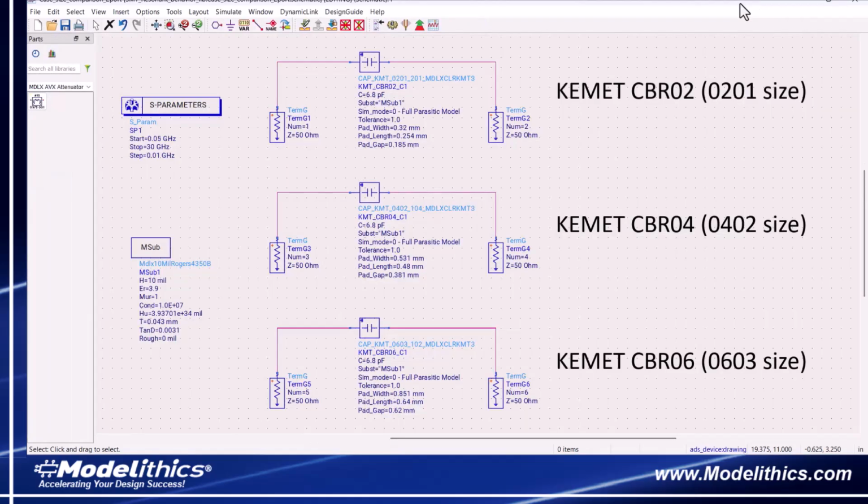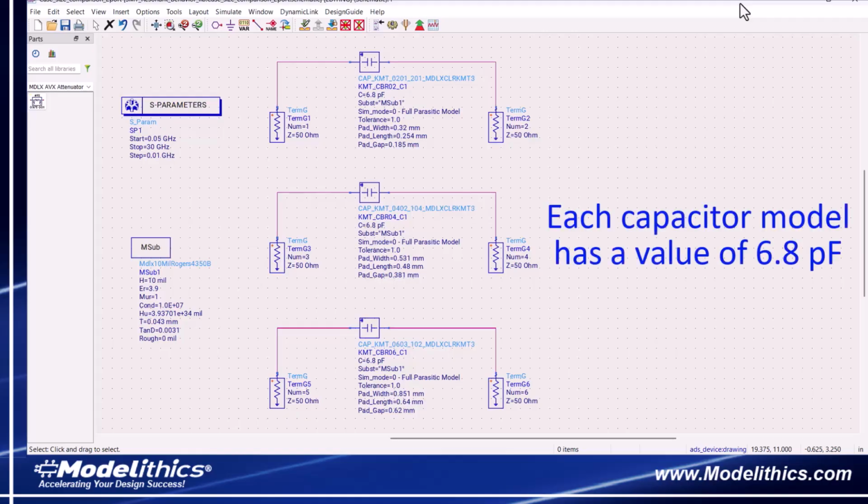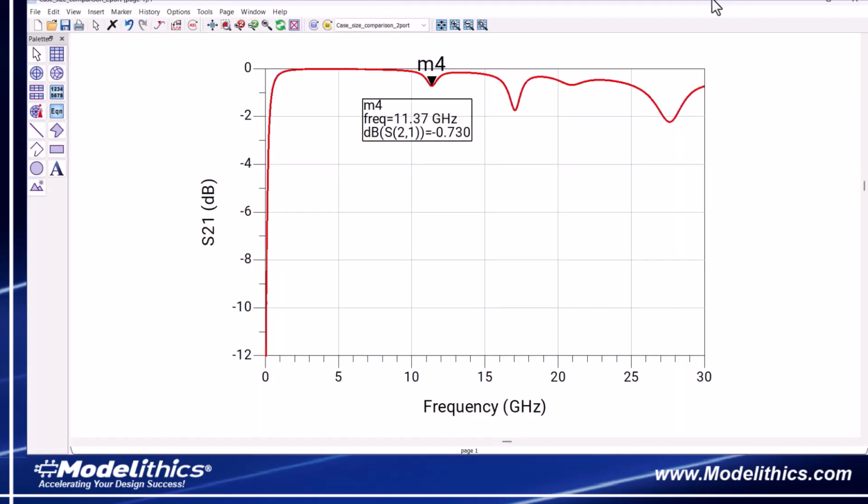Let's now simulate the same 3 capacitor models in a 2-port series configuration. This time, we'll set the value of each to 6.8 picofarads. The substrate used for each one is again 10 mil thick Rogers 4350B. This is the simulated S21 of the 0201 size CBR02 capacitor. We see the first parallel resonant frequency at 11.37 GHz.